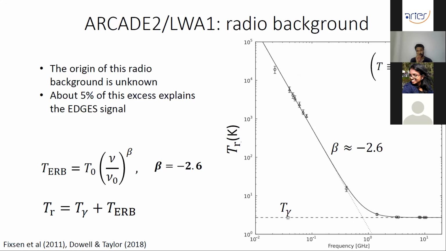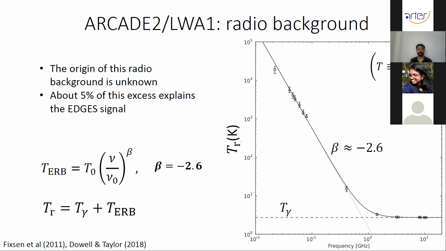So the CMB would just be a constant, the horizontal line, T gamma over here, which is about 2.73 Kelvin, which is of course a constant at all frequencies since it is of thermal origin. But the excess radio background that we are talking about is shown by the dotted line, and it is highly non-thermal, and it is given by a power law. The sum of these two temperatures is the quantity of our interest, and about 5% of this excess temperature can explain the anomalous depth in the EDGES measurement of the 21 centimeter signal.